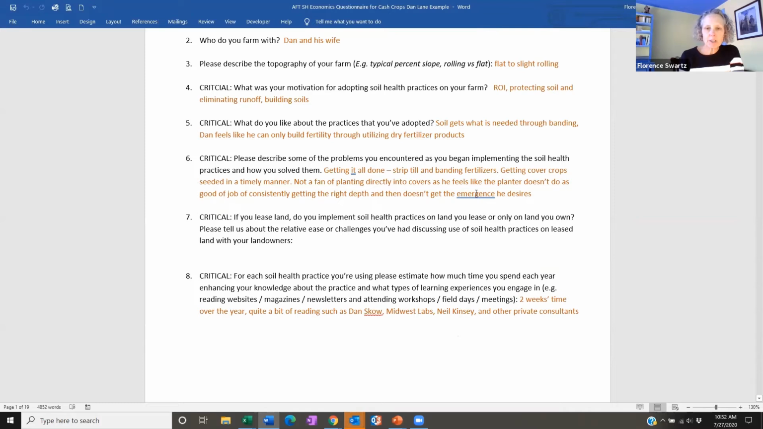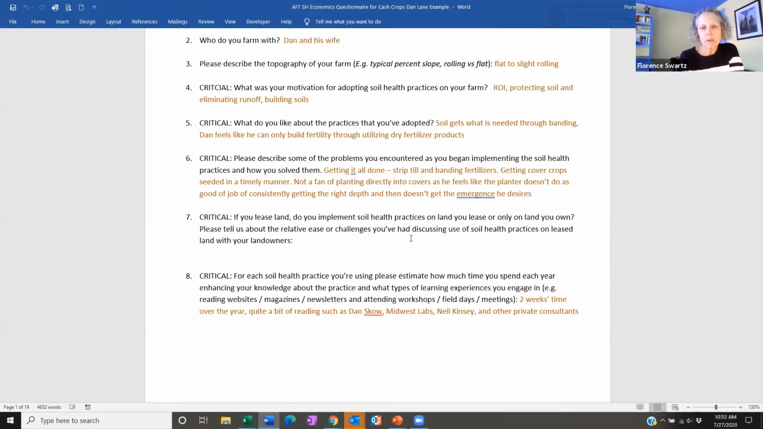And then this is the question about problems, and Michelle talked about this a little bit too. This is really important. What I've found is that if you write a case study and the farmer doesn't really say they had any problems, everything worked perfectly, I didn't really have to change anything, I just magically switched from conventional tillage to no-till and went off flawlessly, I think people would have a hard time believing that.